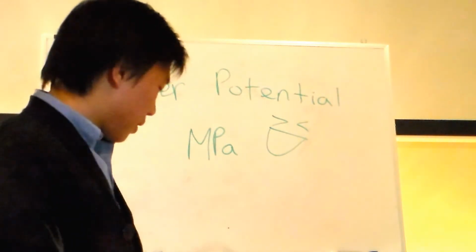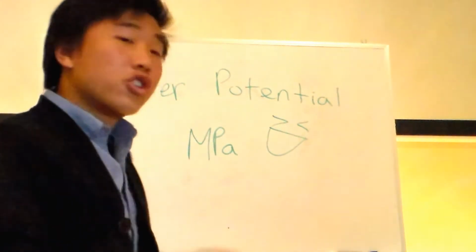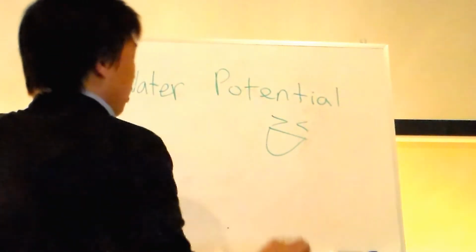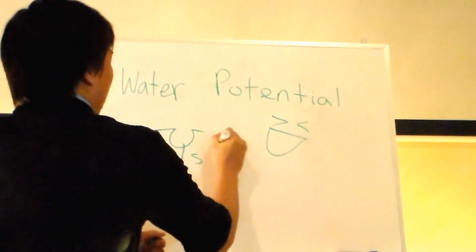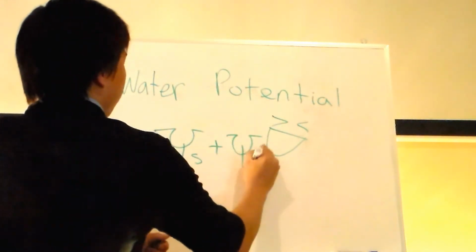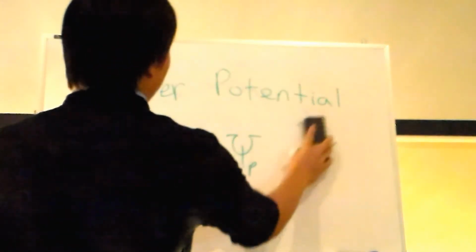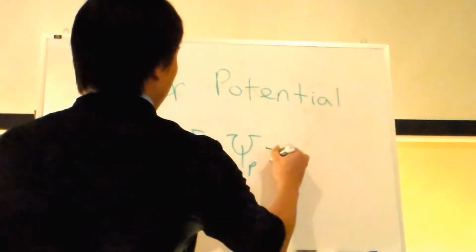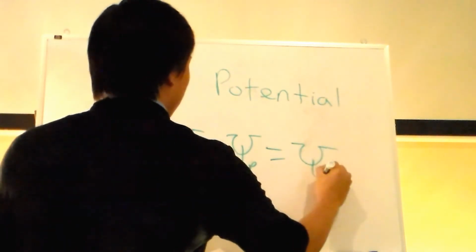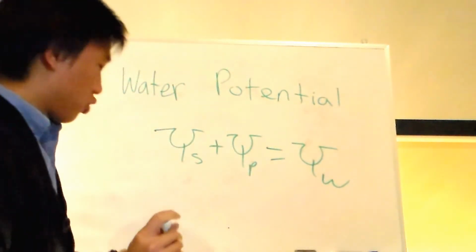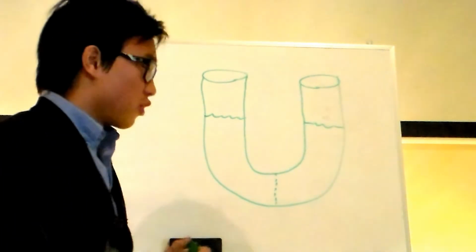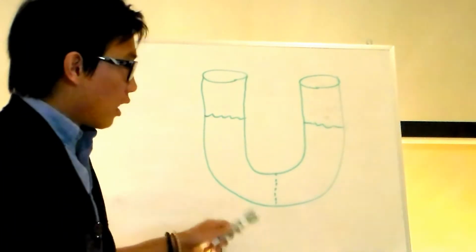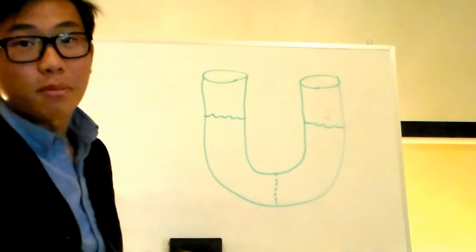So what affects water potential? Well, we mentioned before, solutes and pressure. We're going to call that solute potential and pressure potential. Solute potential plus pressure potential is water potential. So we've now discussed solute potential and pressure potential separately. Let's combine them together back into some application.